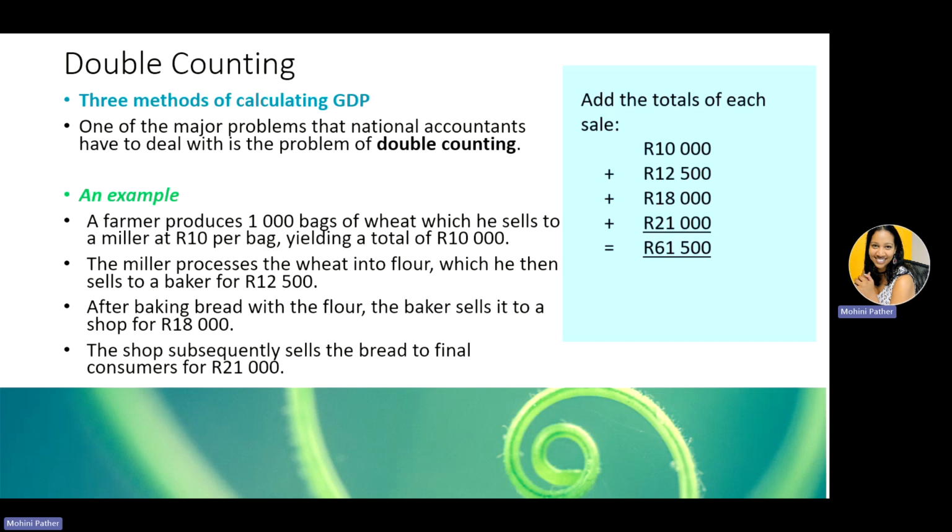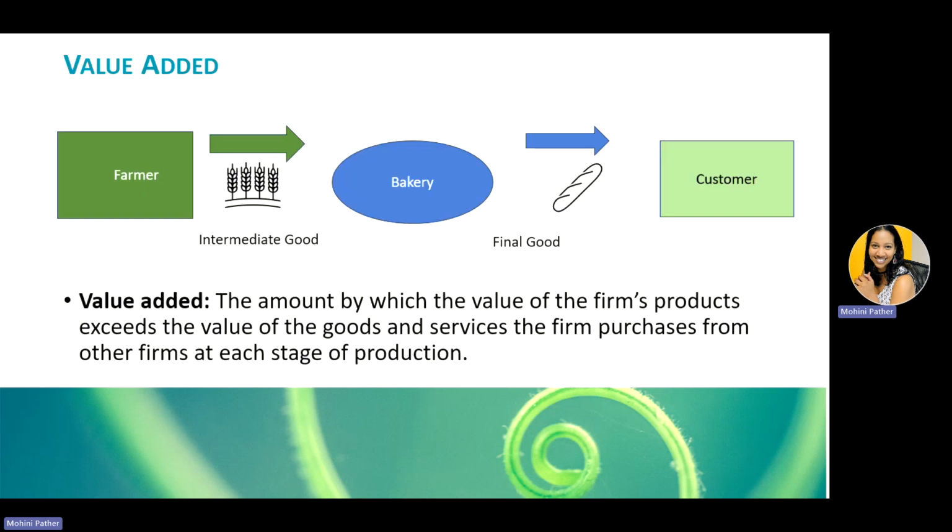So the totals of each sale are 61,500. But if we were to add them up, would we get GDP? No, we've double counted. We needed to look at only the amount of value that each firm's products exceeds the value of the goods and services that it purchased at the previous stage.